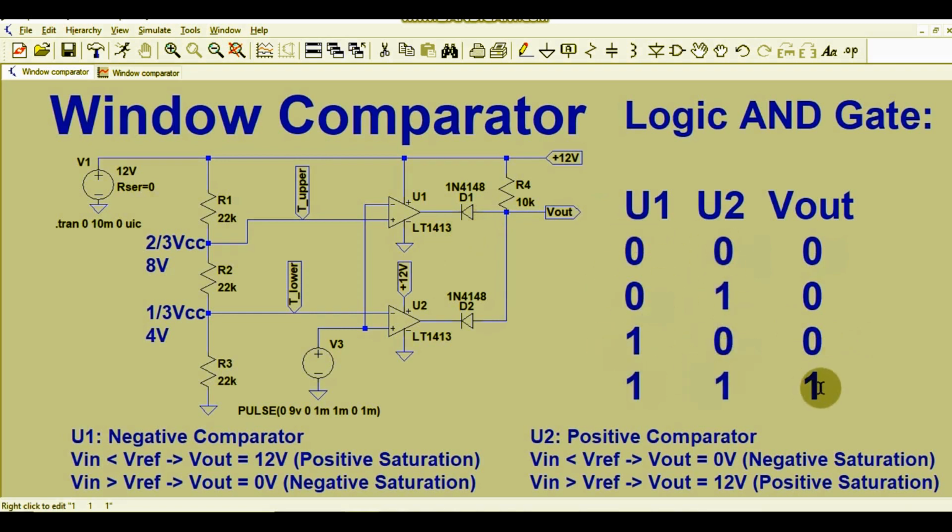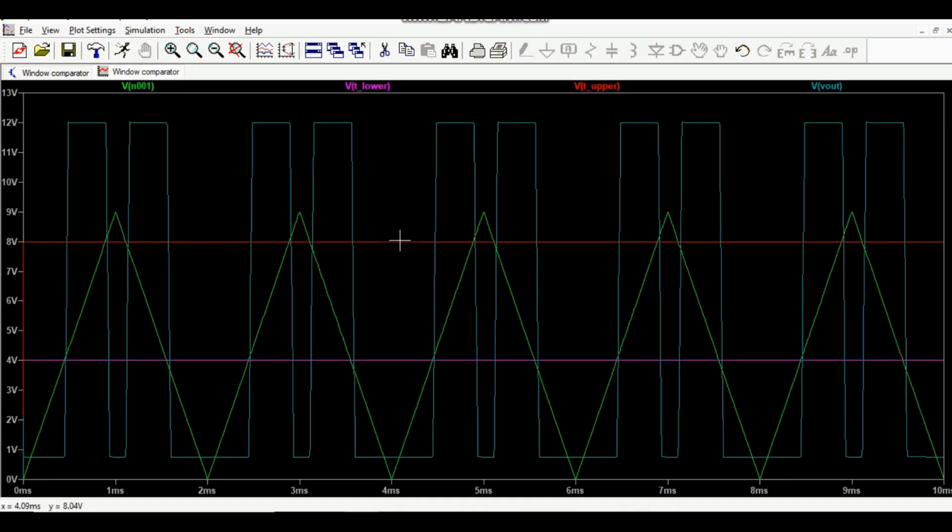But in the fourth case, your U1 is at 12 volt here and your U2 is at 12 volt. In such a case, since diode anode and diode cathode will have the same potential, this diode will not conduct and you will get 12 volt output. The same output here will appear at your output, right? So that is how a window comparator works.